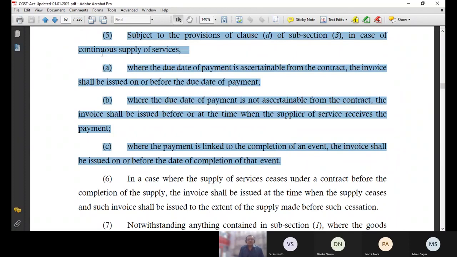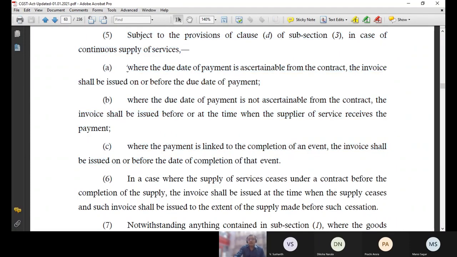Now what it says in 31(5), in the contract, if the due date of payment is clearly mentioned in the contract, in that case, what is the last date by which the invoice has to be issued? The last date is this due date. The invoice has to be issued by this due date in any case.